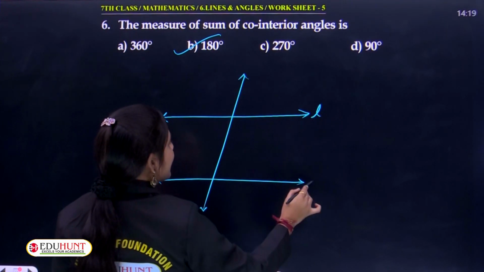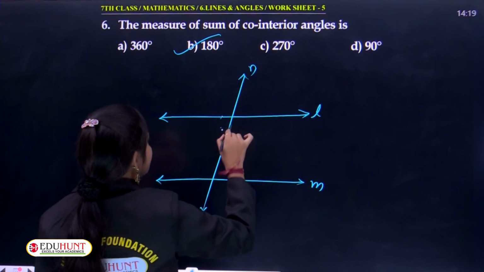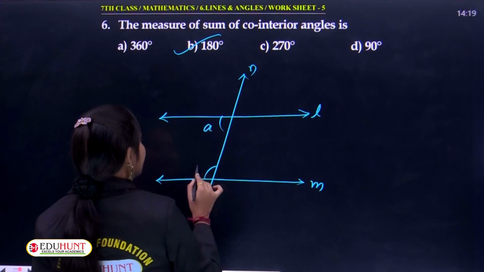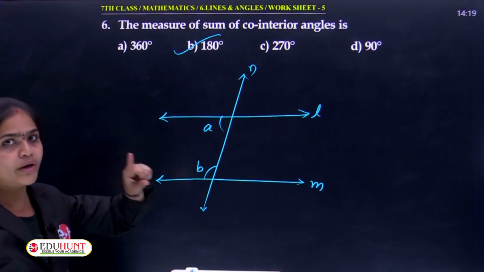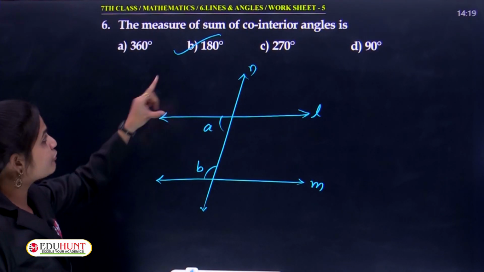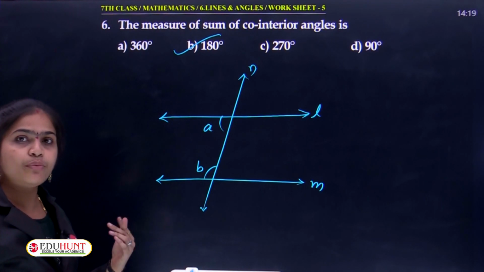Here L is parallel to M and is a transversal. And here these two angles A, B. Am I clear to you? Now here A and B are co-interior angles. Now the sum of co-interior angles is equal to 180. How can we say that?